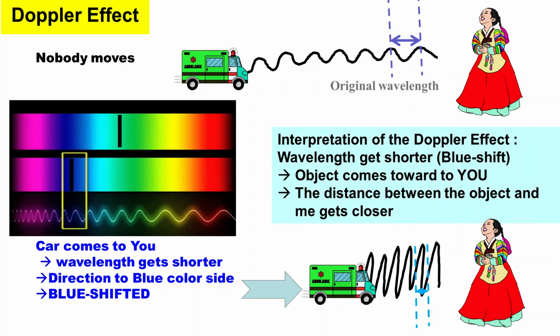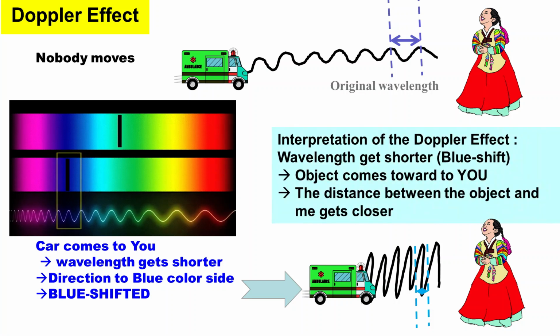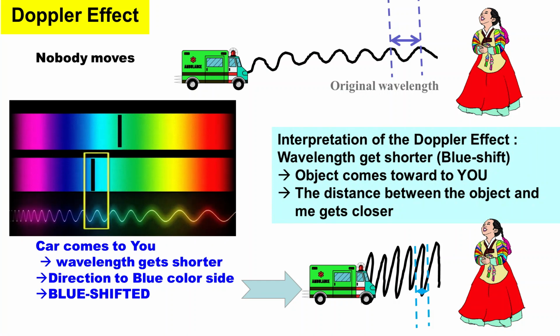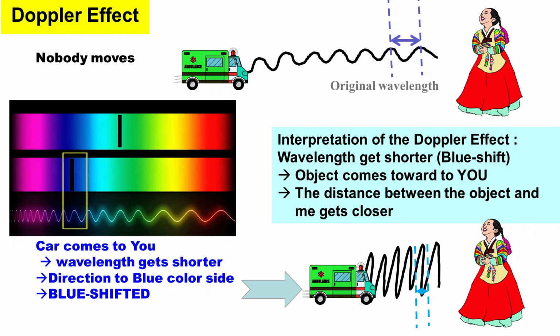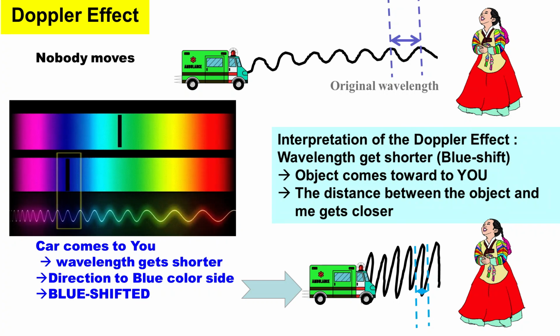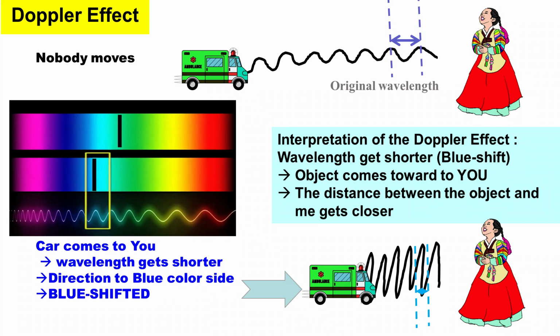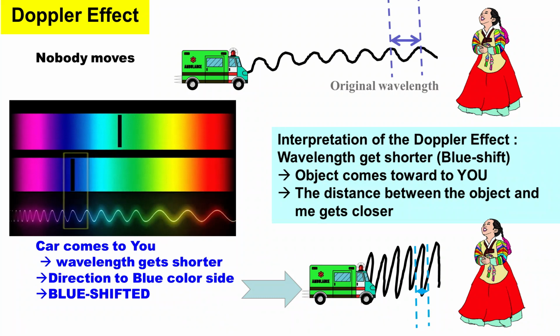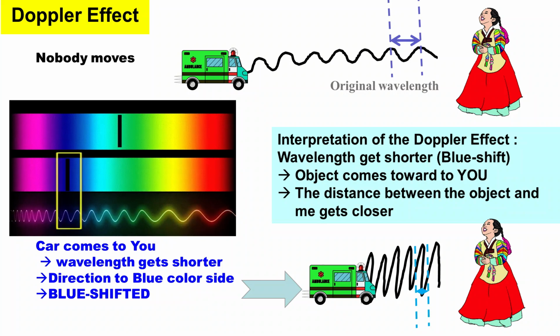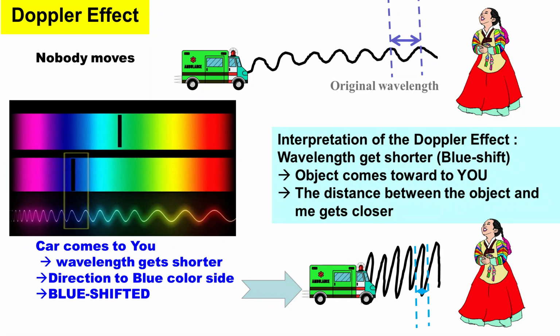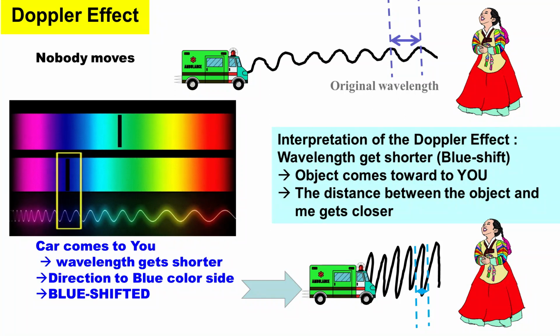Okay, so the interpretation of the Doppler effect: scientists have a spectroscope to observe the spectrum. Scientists observe the wavelength gets shorter, blue shifted, then the object comes toward you, which means the distance between the object and you, or me, or scientists gets closer. If you have a blue shifted Doppler effect with something, then you and something get closer.